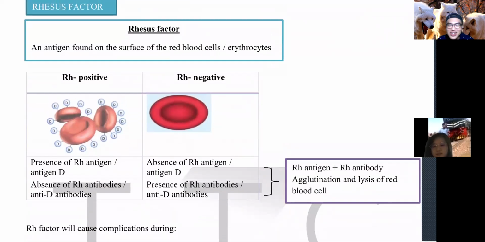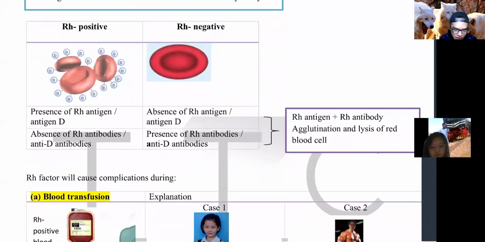That's how it works. So anyway, let's talk about this rhesus factor. What is rhesus factor? If you're rhesus positive, it means you have another antigen on your blood, so we call you rhesus positive. If you're rhesus negative, it means you don't have the antigen. So what happens here?